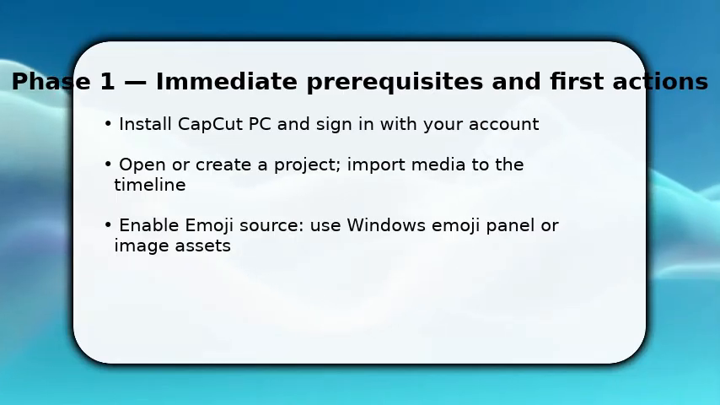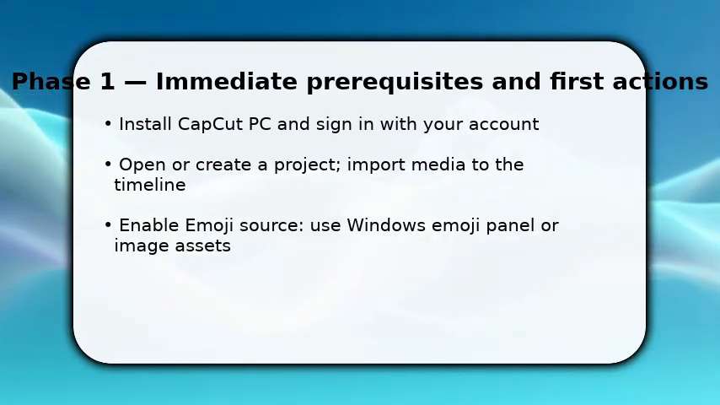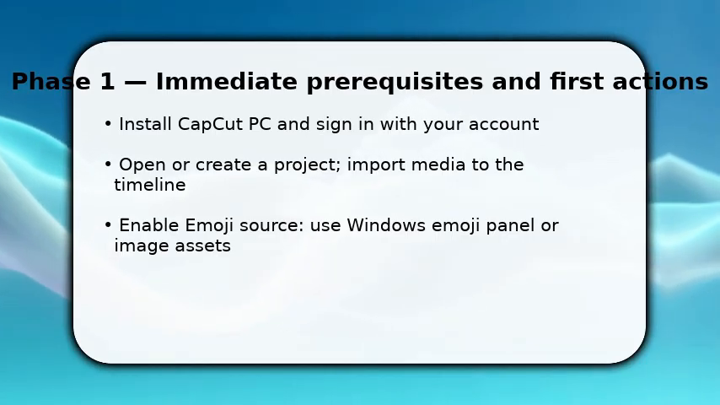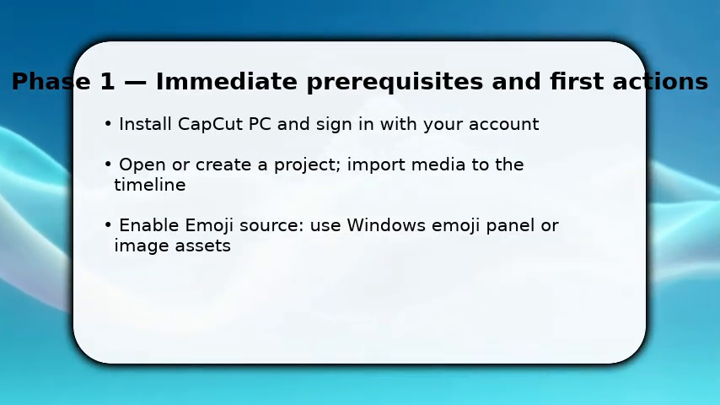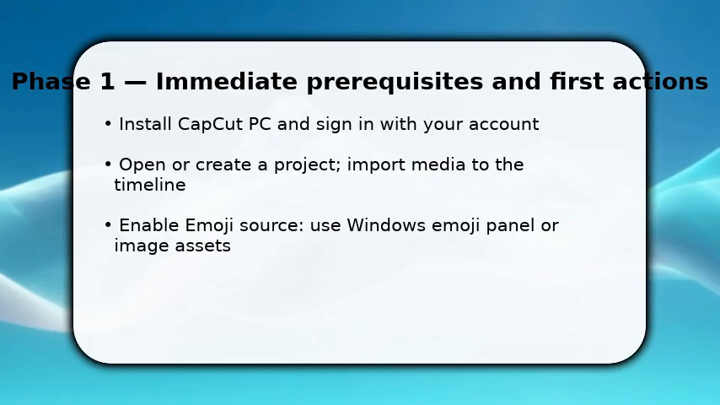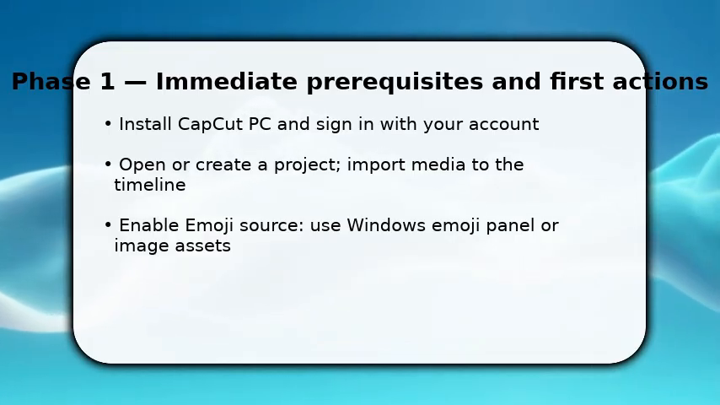You're starting inside CapCut on your PC. Open your project and import the clip where you want emoji. First, place the playhead where the emoji should appear, then add a transparent overlay or new track for stickers. Once done, press Windows key plus dot to open the emoji panel. Alternatively, drag a PNG emoji from your files.